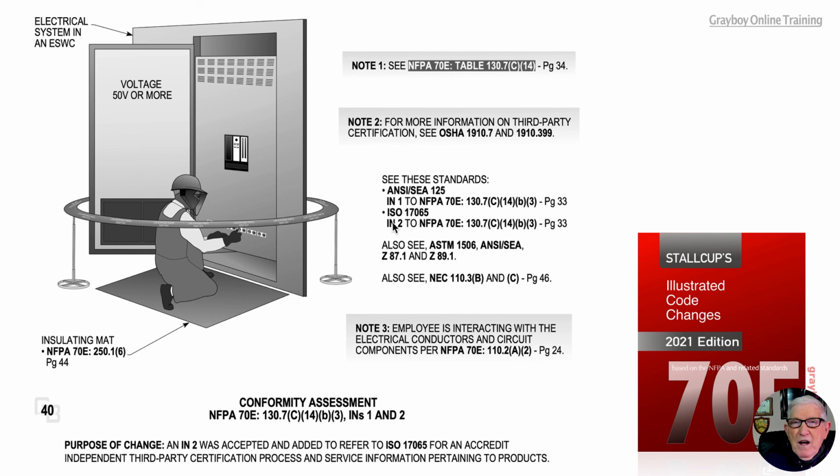So we're listing the informational notes at 1 and 2, which refer you to standards that will provide you with more information on third-party certification and how we would conform with such an assessment to comply with 70E and what these standards want you and I to accomplish when we're performing a third-party type certification or have it being performed in our facility, for example.